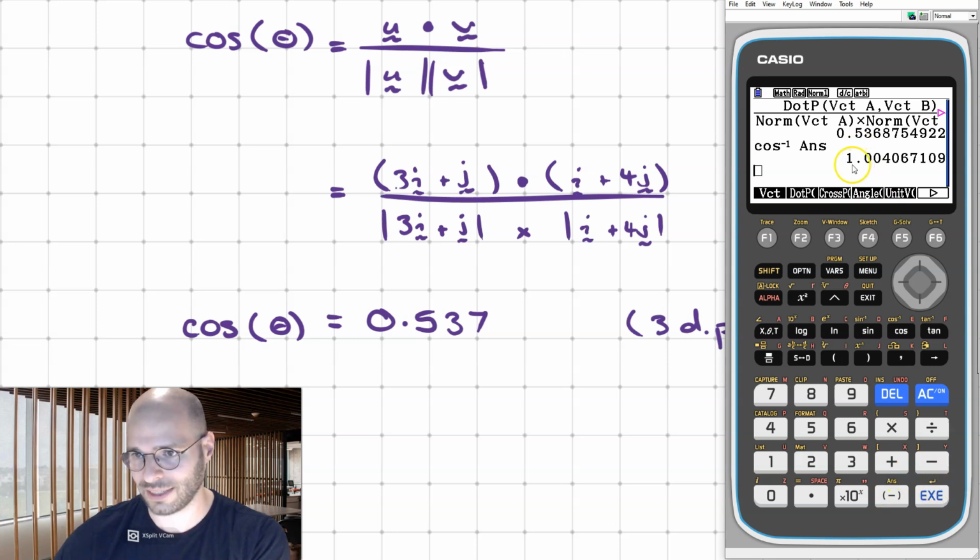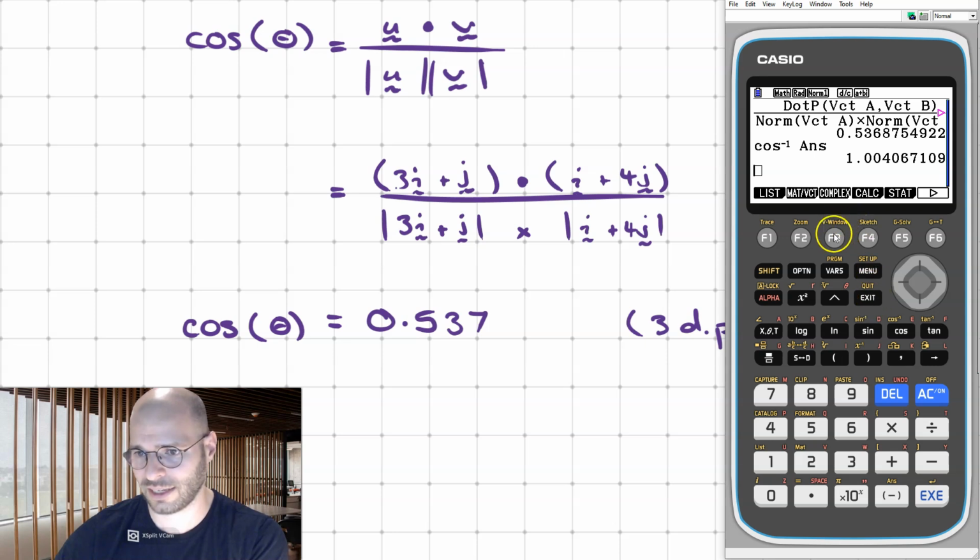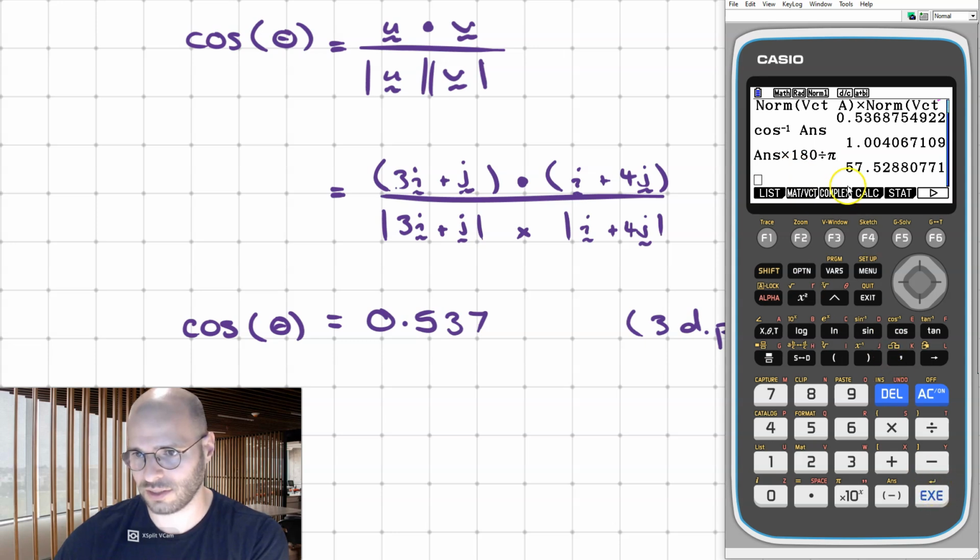So I'm now in radians, 1.004 radians, and I want to force it into degrees. I can either change the settings in my calculator: I go shift menu and I can change from radians to degrees, but I don't like doing that with the course I'm studying. Instead, I always want to work in radians. So I go back, and instead, what I'm going to do is get my answer, multiply it by 180, and then divide it by pi. So I just do the conversion. This gives me 57.53 degrees.